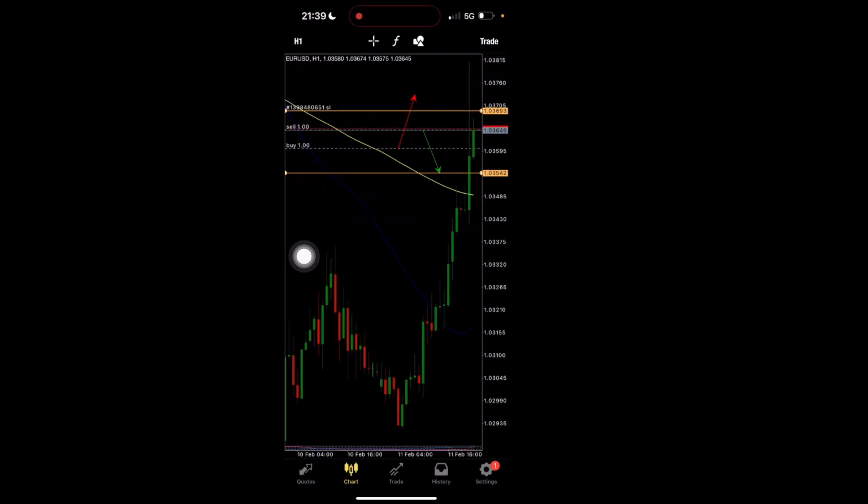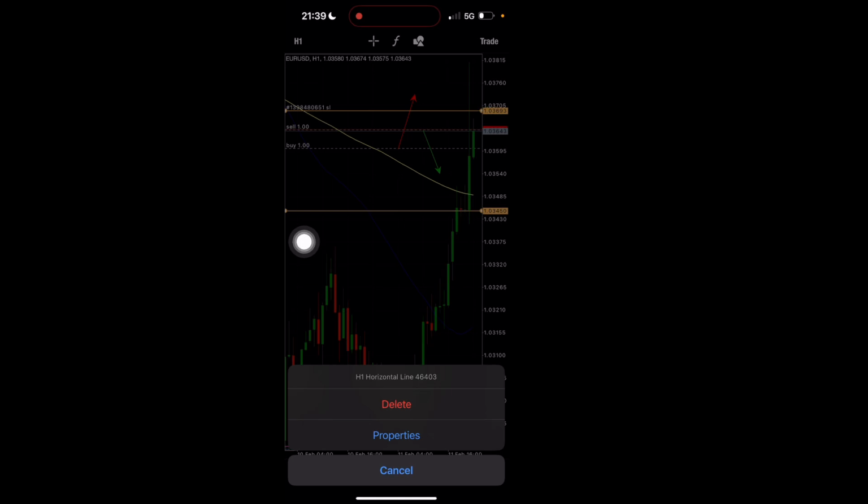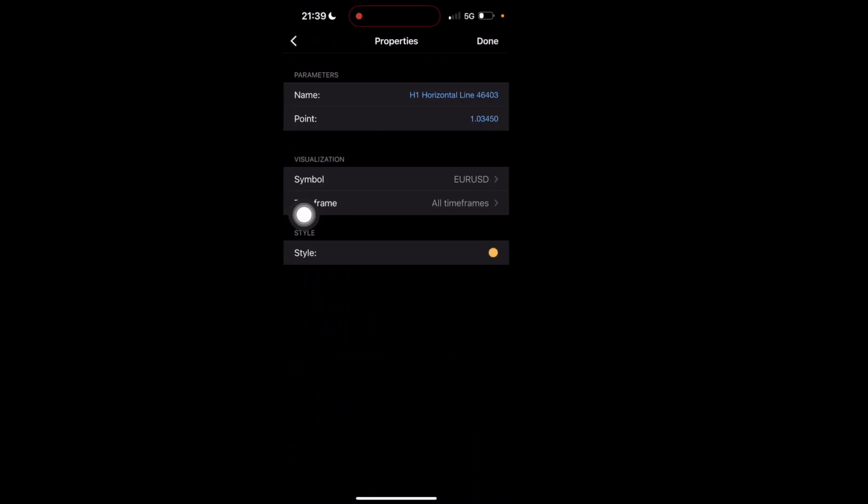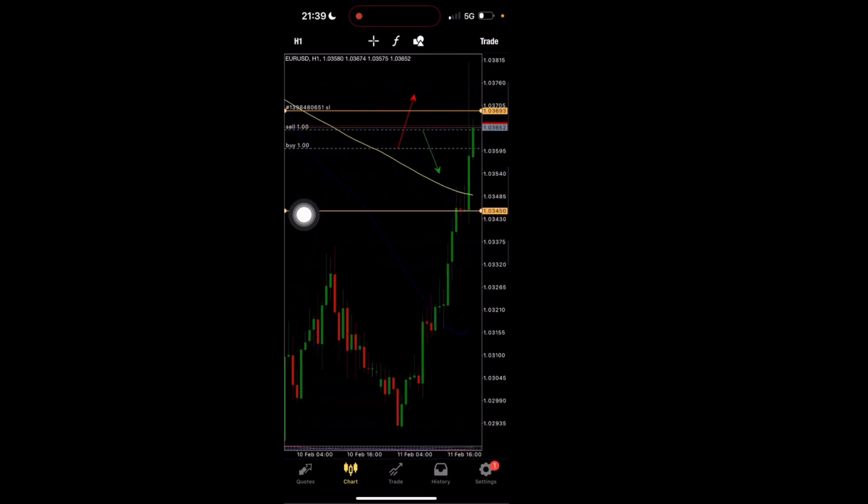So this is okay for the sell position. Let's say I want to take profit here. I want to set a take profit here for this sell position. I'll look at the price level 1.03. But since I already placed the line, let me just copy the properties to make life easy.